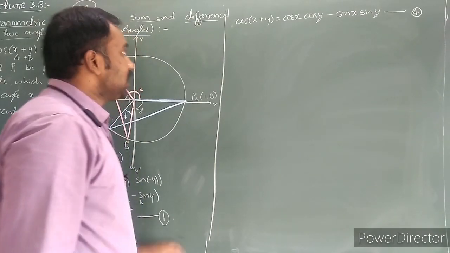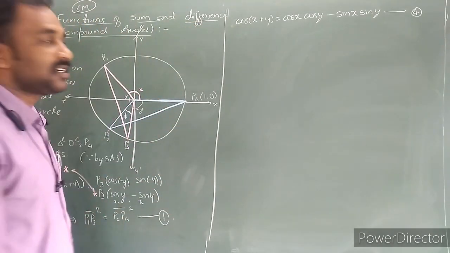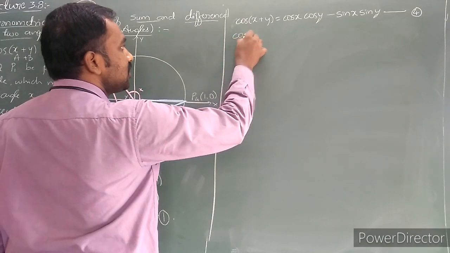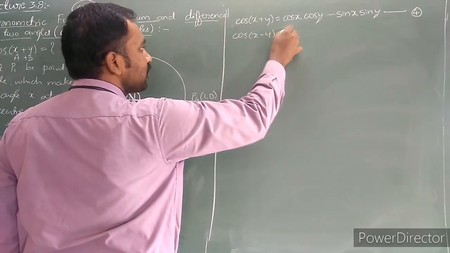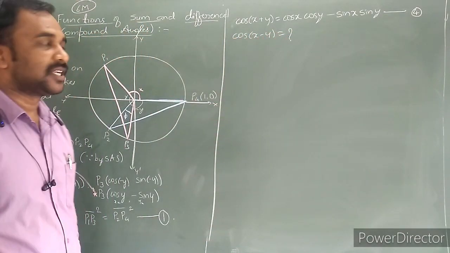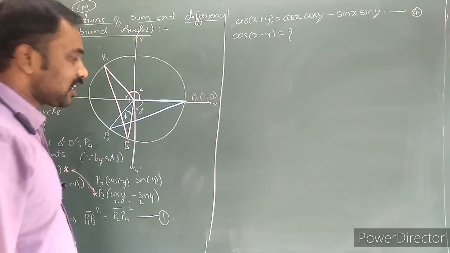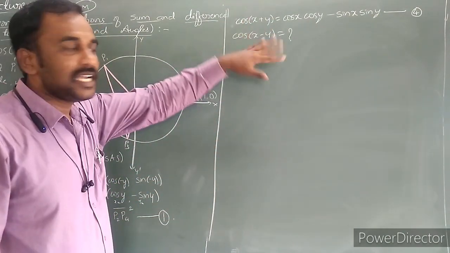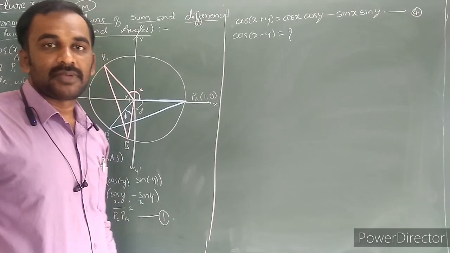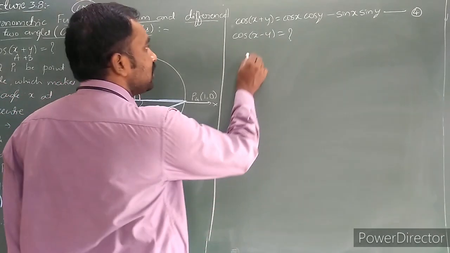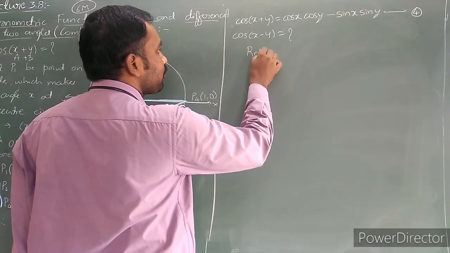Now, I need to get the difference angle. Difference angle is nothing but what is the cos of x minus y? What is the cos of x minus y? I am not going to do the derivation once again. From this derivation only, I am going to get cos of x minus y. How? Easy, just replace.